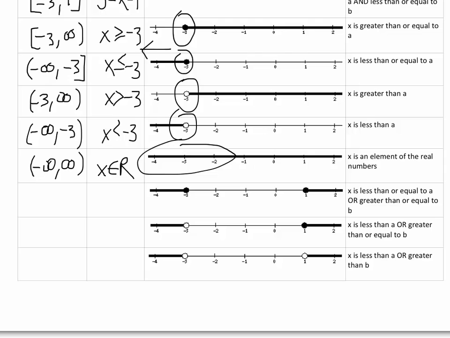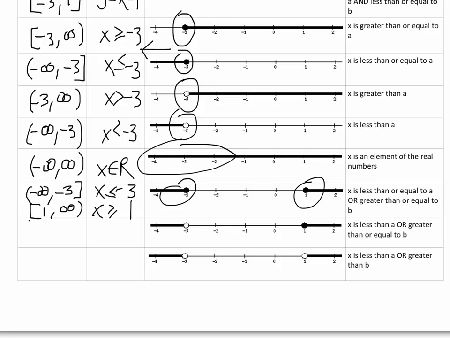Next one, we've got x is either less than or equal to -3. So we're going to have -infinity to -3 with a square bracket. And then also x is greater than or equal to 1. So we'd have square bracket 1 and then positive infinity round bracket. X is less than or equal to -3, or x is greater than or equal to 1.